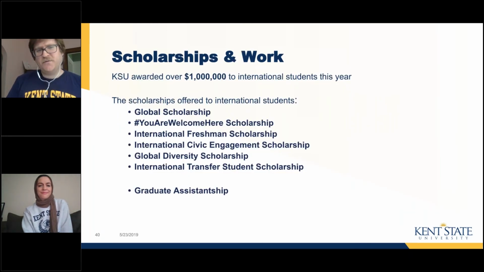This is the scholarships. We've awarded over $1 million this year. We have a lot of different ones that are available for undergrads. These are generally more leaning towards freshmen. So right now we have the global scholarship. If you're admitted into an undergraduate program, you would get $4,500 per year.